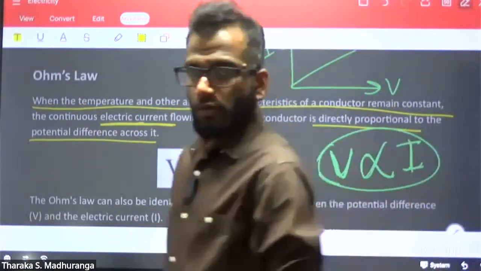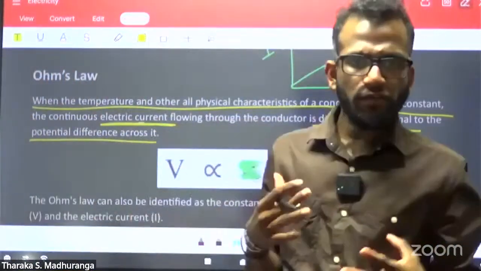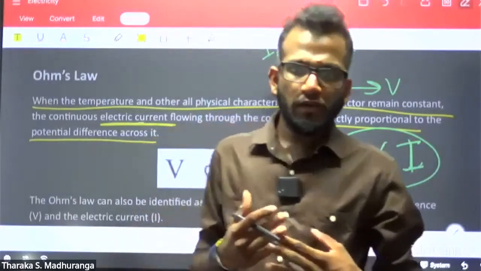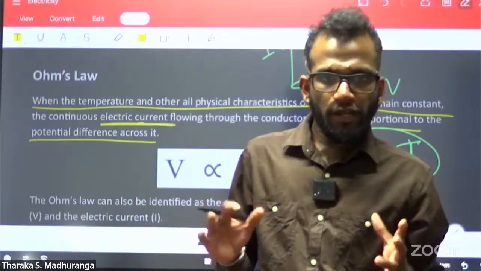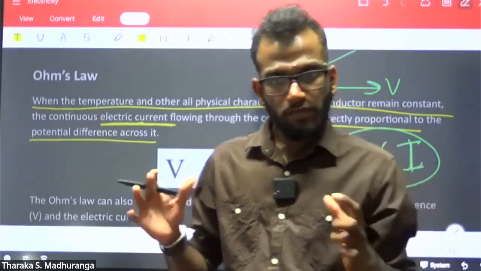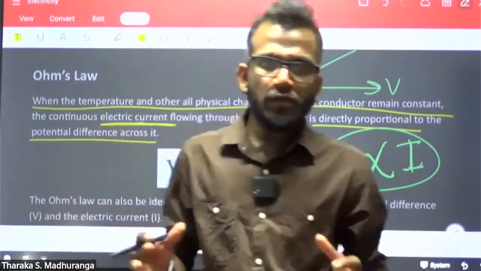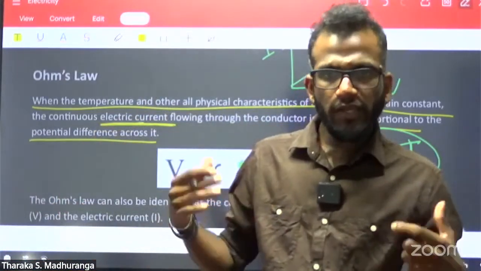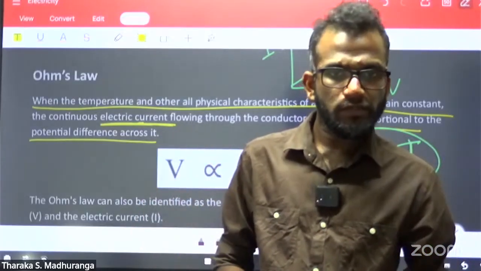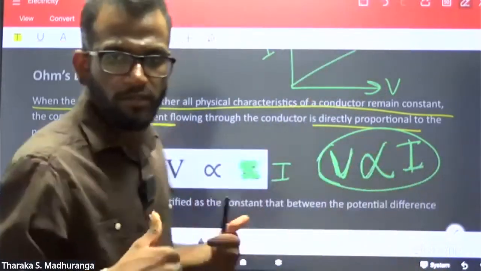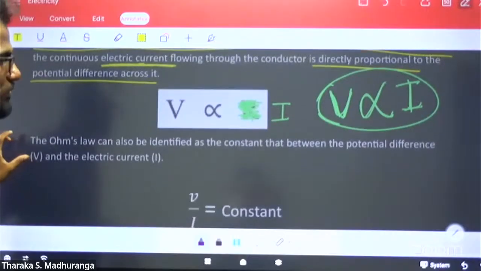Okay, any doubt up to now in Ohm's law? I explained the basic meaning of Ohm's law. When temperature and all other physical characteristics of a conductor remain constant, the continuous electric current flowing through any conductor is directly proportional to the potential difference across it. Great. Complete. Good.